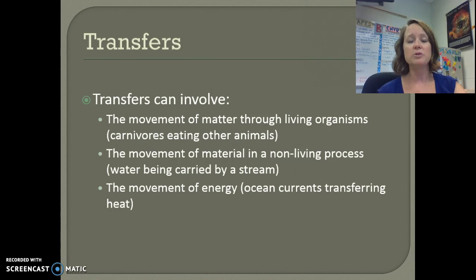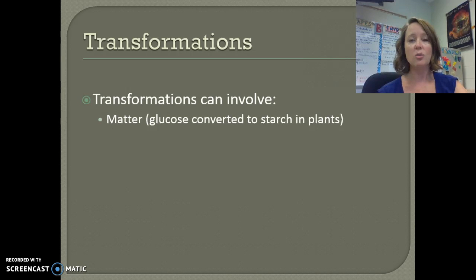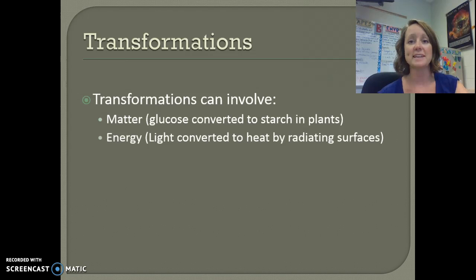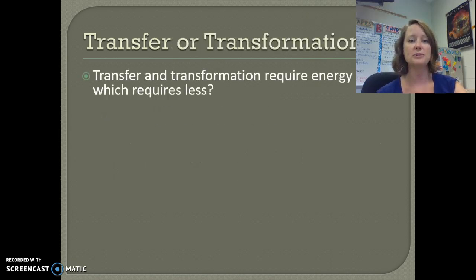The movement of energy, when ocean currents carry heat from the equator towards the poles, that would be an example of a transfer. Now, transformations are when you actually convert either chemically or change the state of the object or the input that you are moving. So with matter, when glucose is converted into starch in plants, that would be a transformation because that is a chemical change. Energy, when light is converted to heat, that would be a transformation. Burning fossil fuels, we're transforming matter into energy. Or energy into matter through photosynthesis, where we take solar energy and it's converted into glucose.